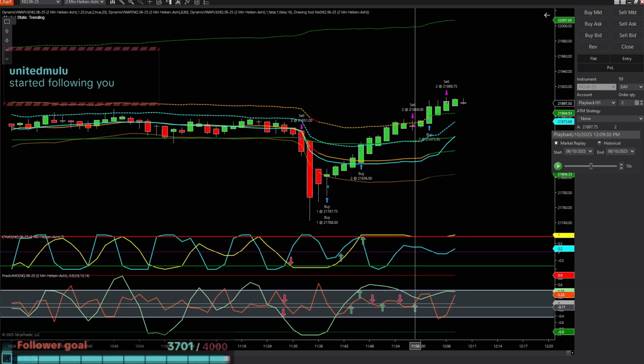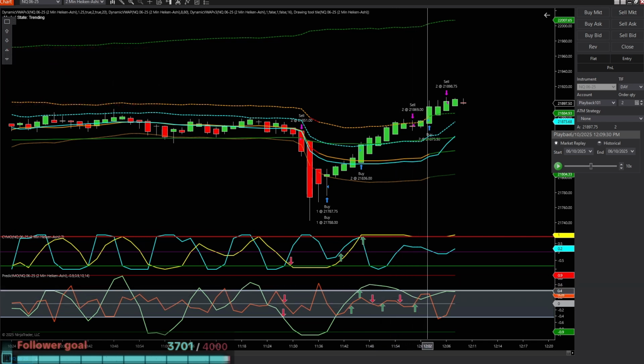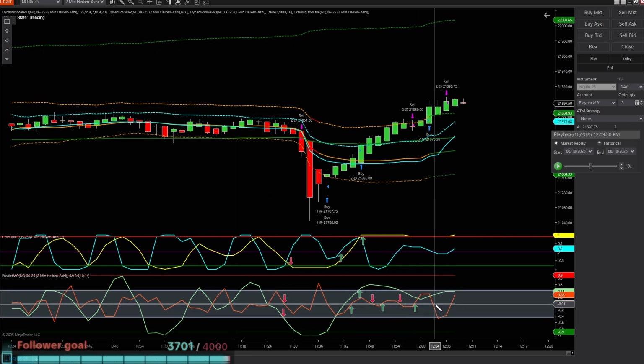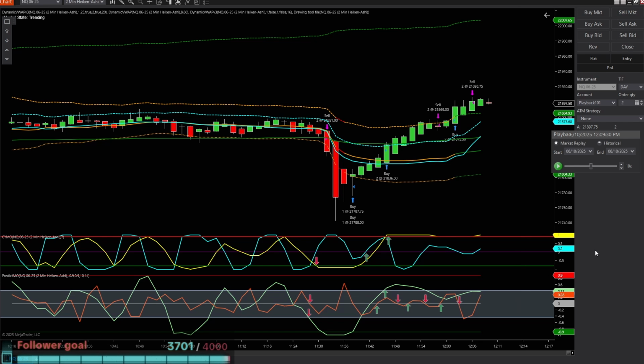Then, of course, I took a cowboy trade right here to the upside, and it still worked out, and I got out right there. Okay? So hopefully that adds a little bit of context to what we're doing.